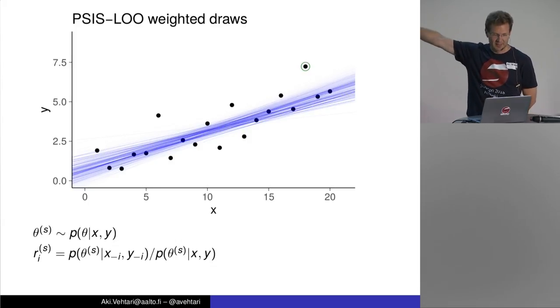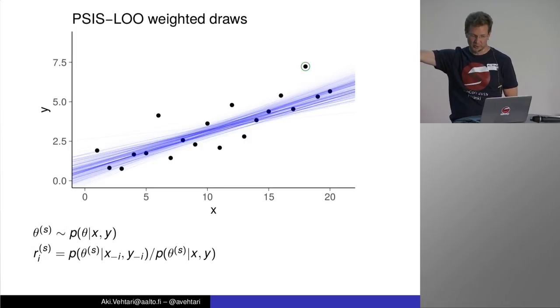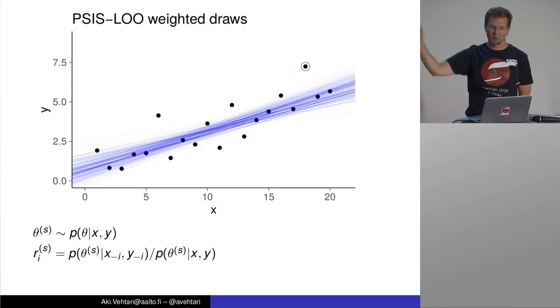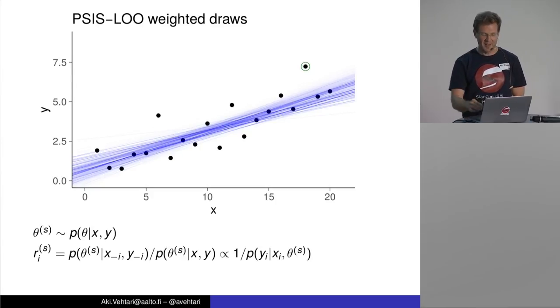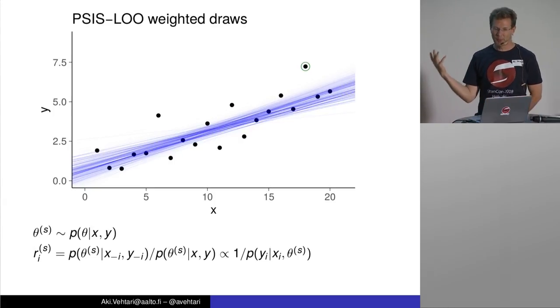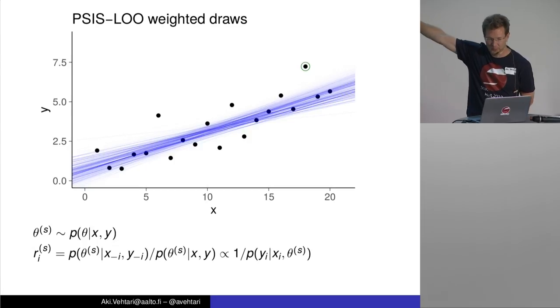You can see here, the draws, theta_s, are from the full distribution. Second line, we have r_i. You can see that it's the leave-one-out posterior density divided by the full posterior density. So we are using the same draws, but we compute these r's, importance ratios. And the nice thing is that these happen to be proportional to just one per-observation likelihood term: how likely it is that we observe y_i given x_i and the draw from the full posterior.